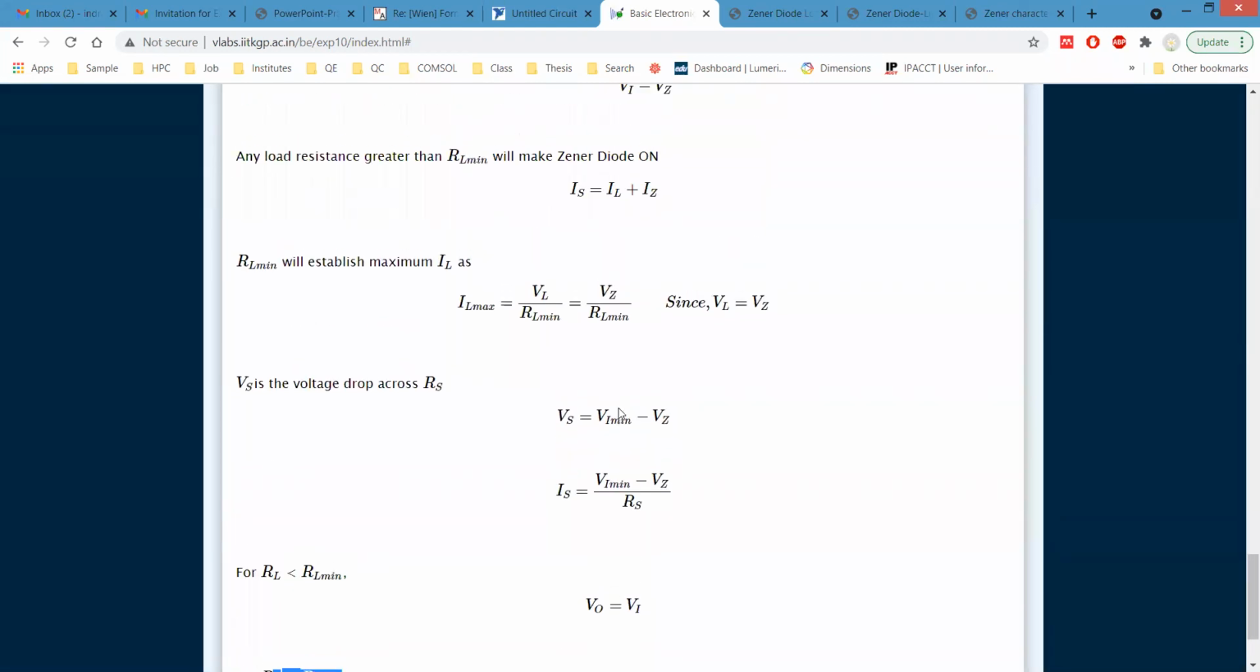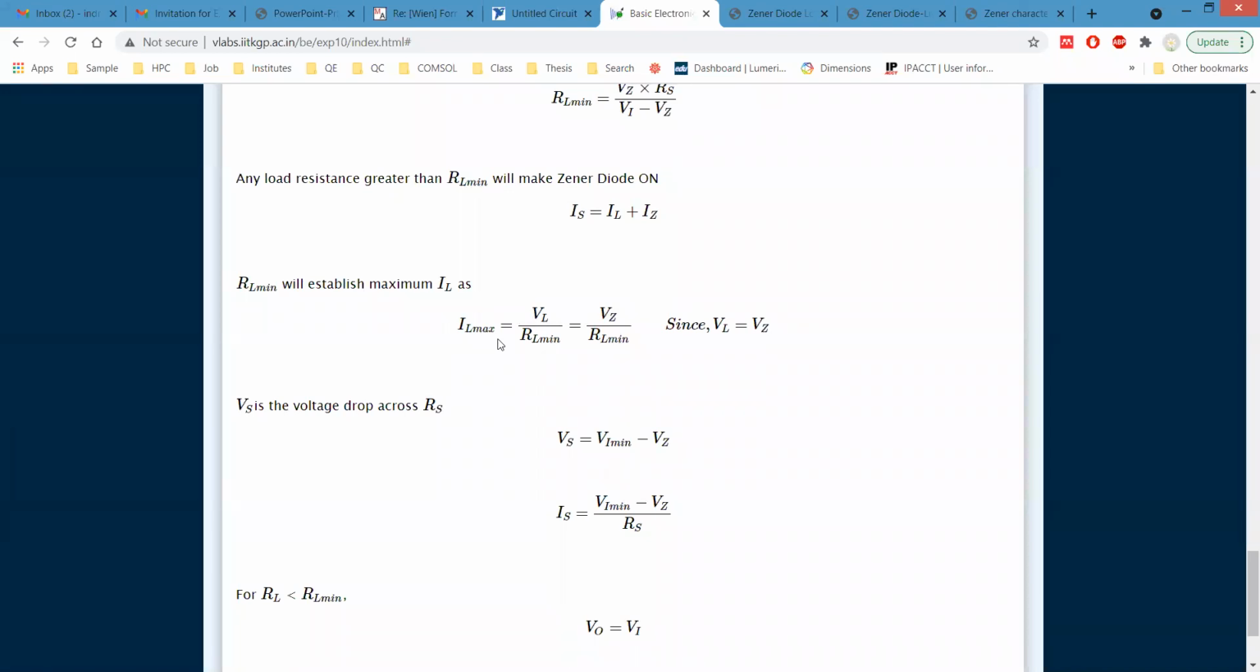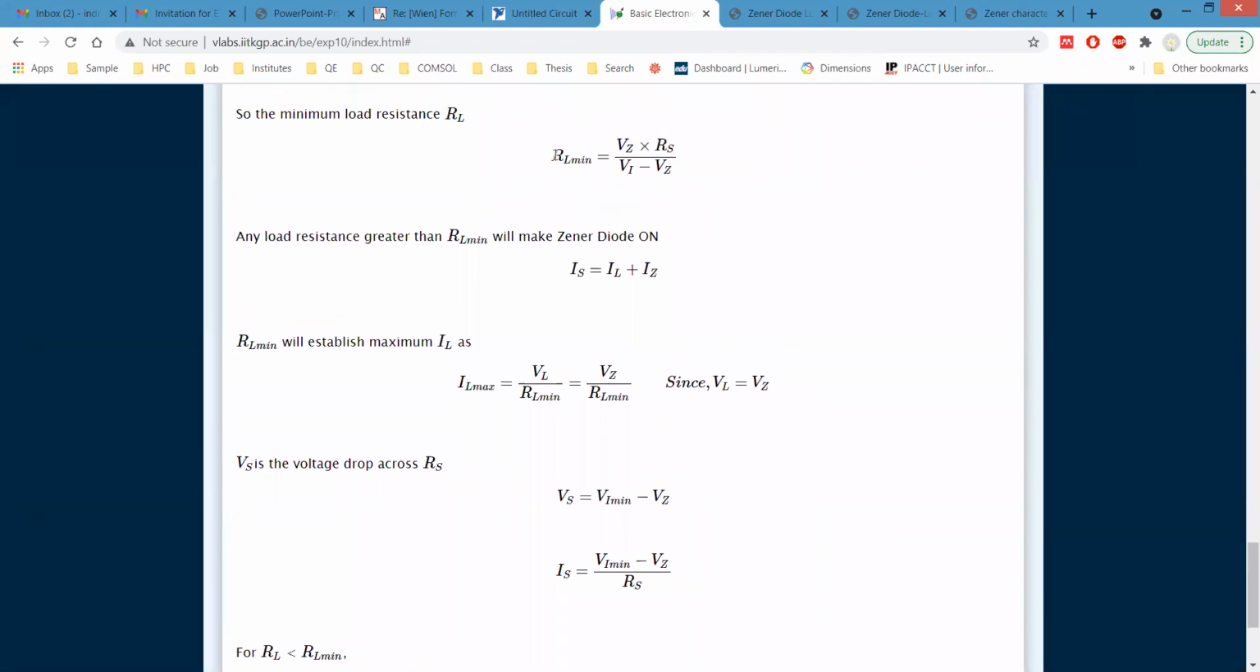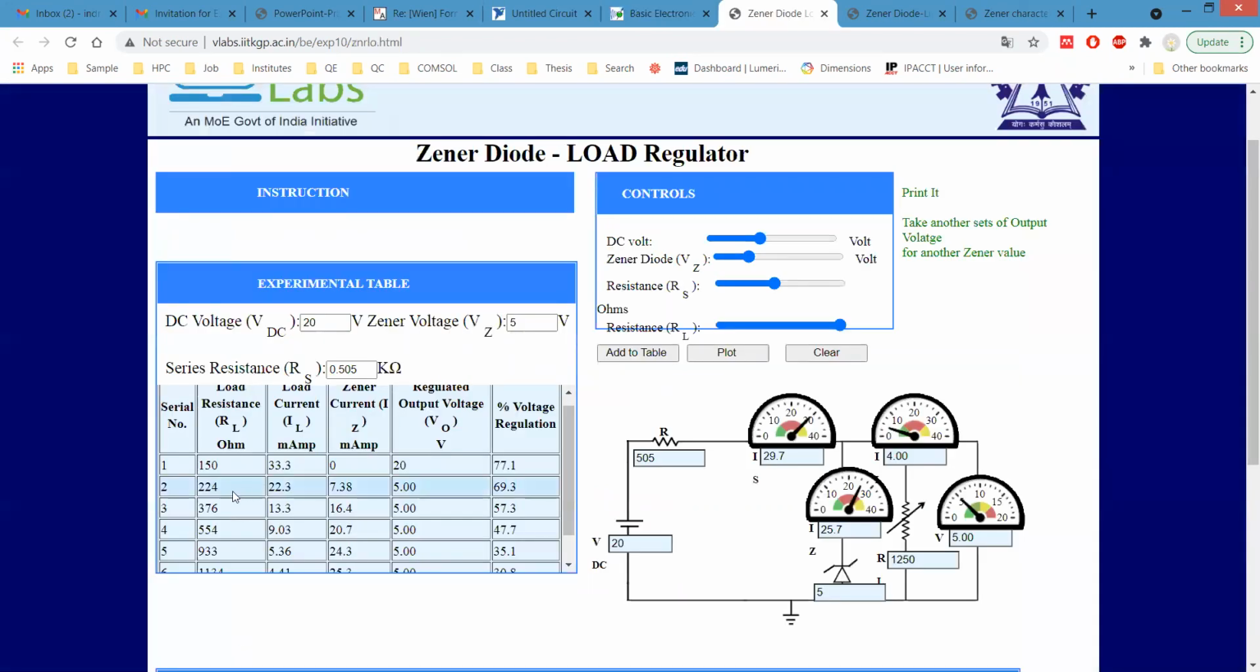Okay, why? Because let's say for this one, if we put that IL max, what will be the limit for IL maximum current and IL minimum current? So RL minimum value is VZ into RS divided by Vi minus VZ. So in that value, let's say for this one, 224 is okay. Below 224, our voltage, that load value is 150.